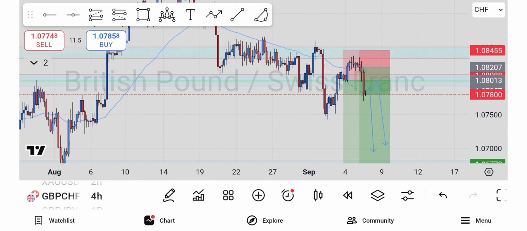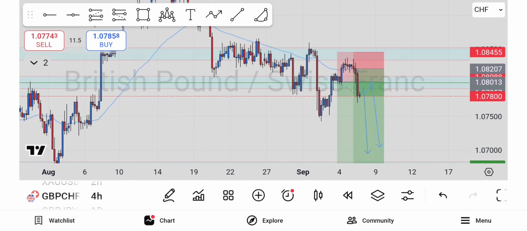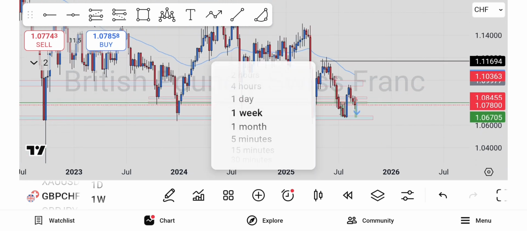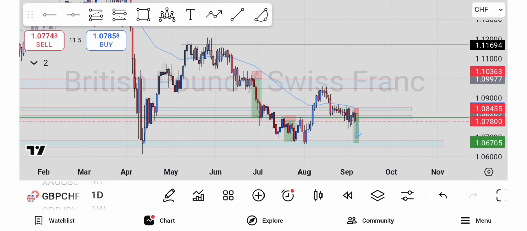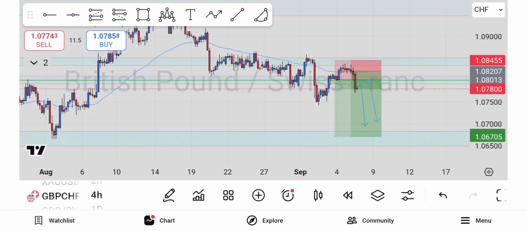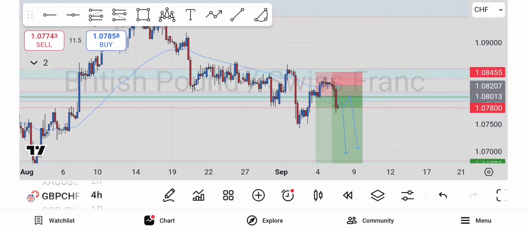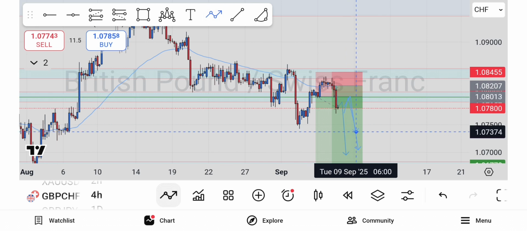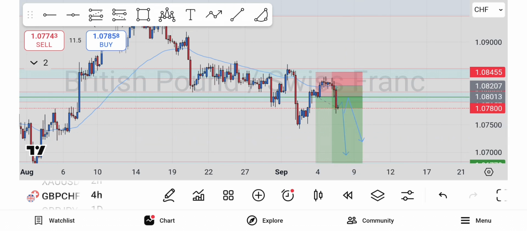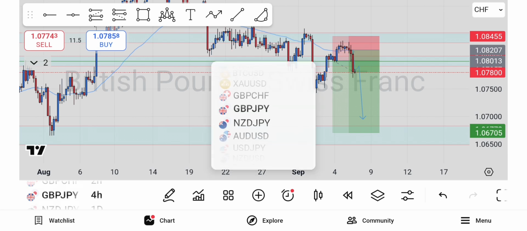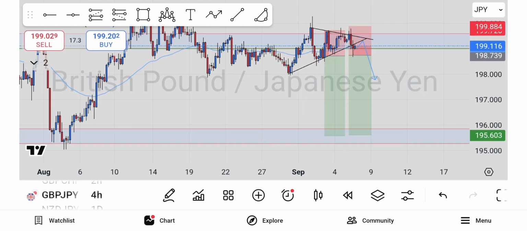So we have price on a downtrend on the weekly. On a daily, we also have price on a downtrend, and then on the 4 hours, we have price on a downtrend. But on the 4 hours, we are expecting a little retracement back to this zone before we sell. So we'll be expecting price to go down to 1.06705, and then GBP JPY.